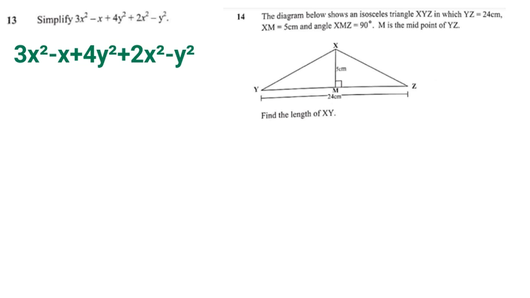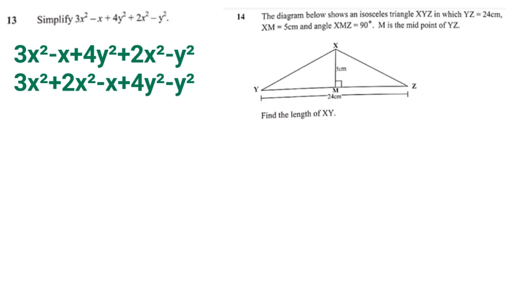put like terms together. So I'm going to write 3x squared. Then I'm going to look for a term that has got x squared, which is plus 2x squared. So I'm going to say plus 2x squared, then minus x. Since there is no other term that has got x squared, I'm going to write minus x. Is there any term that has got x in it which is not squared? No, there is only x alone. So we're going to say plus 4y squared, then minus y squared.